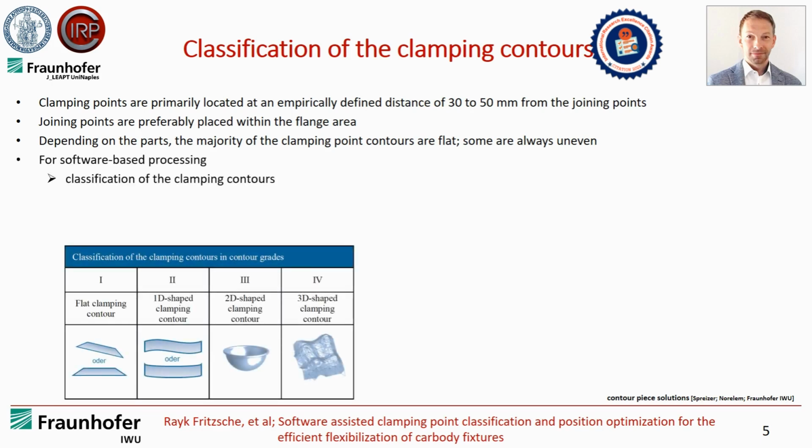For software-based processing, at first we do a classification of the clamping contours, which is shown here in the table. So we have divided the clamping contours into 4 contour grades. Contour grade 1 for flat clamping contours, contour grade 2 for 1D shaped clamping contours, contour grade 3 for 2D shaped clamping contours like a ball, and contour grade 4 for complex and 3D shaped clamping contours.